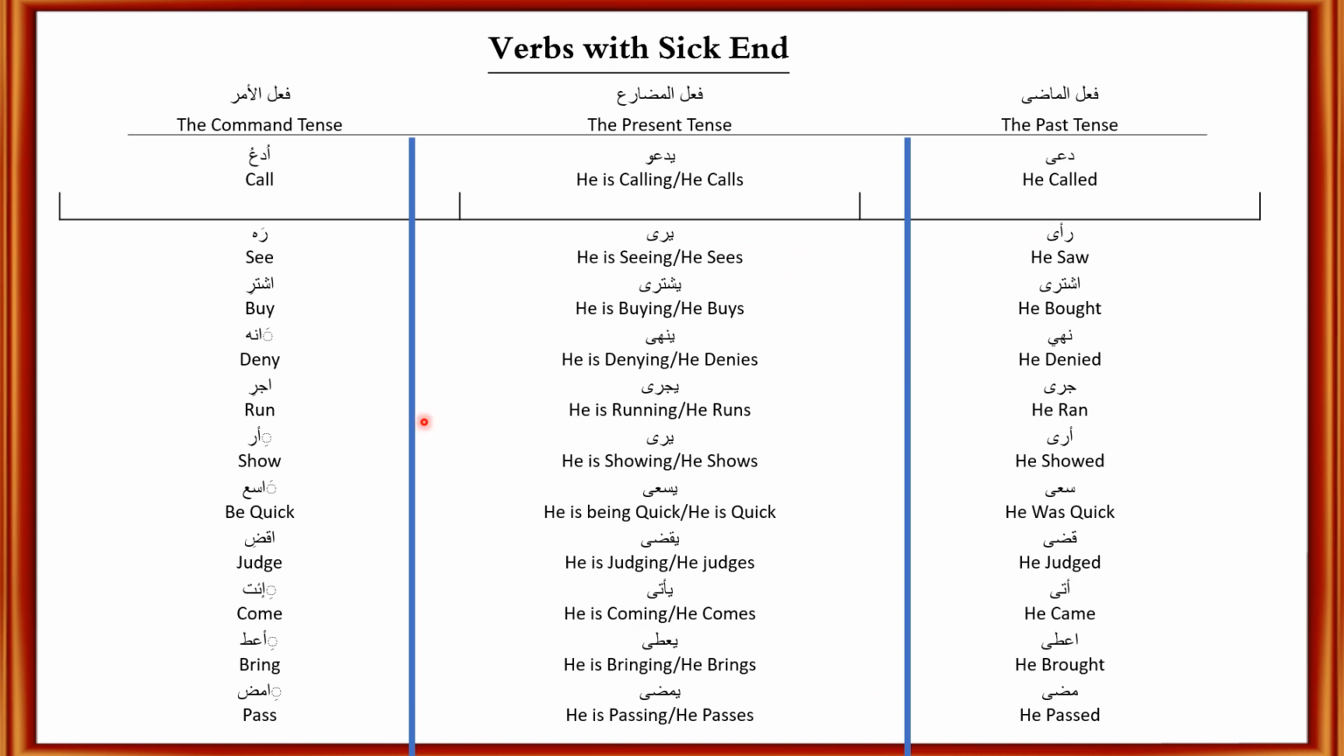See that all the verbs here end with sick end. They all end with awaya, huruf al-illa. They either end with yaa, alif or waw. But you see that the fi'l al-amr of them doesn't take sukun. In the fi'l al-amr of them, the harf al-illa is erased. So that is why they don't take sukun like they are normally supposed to.